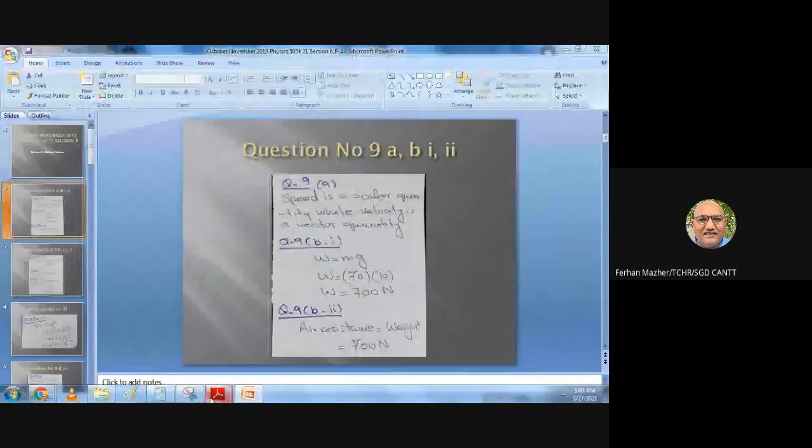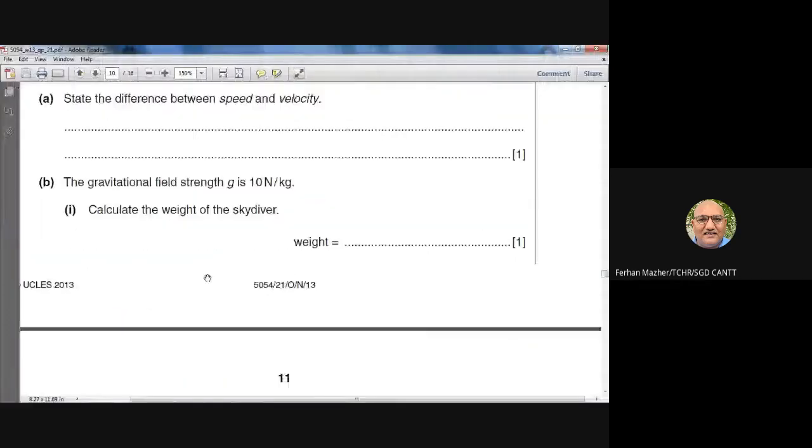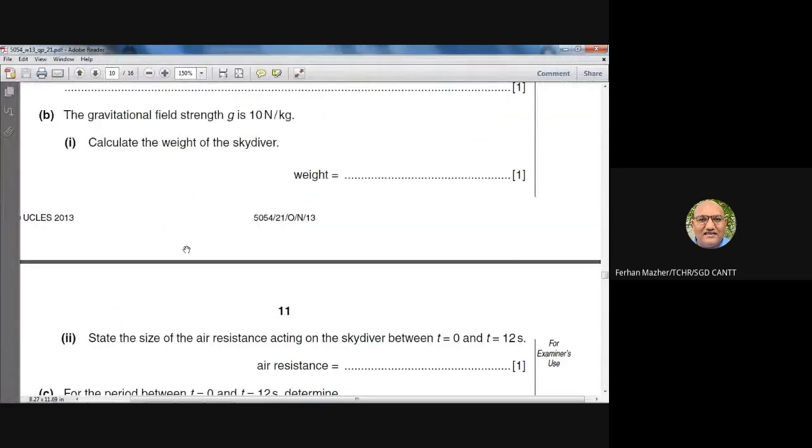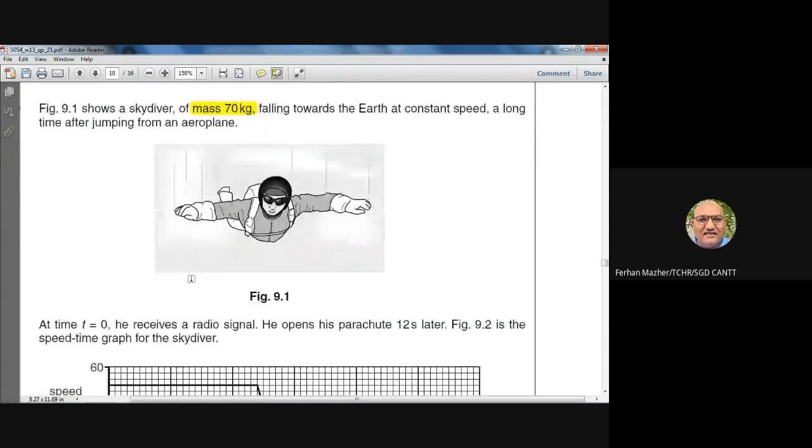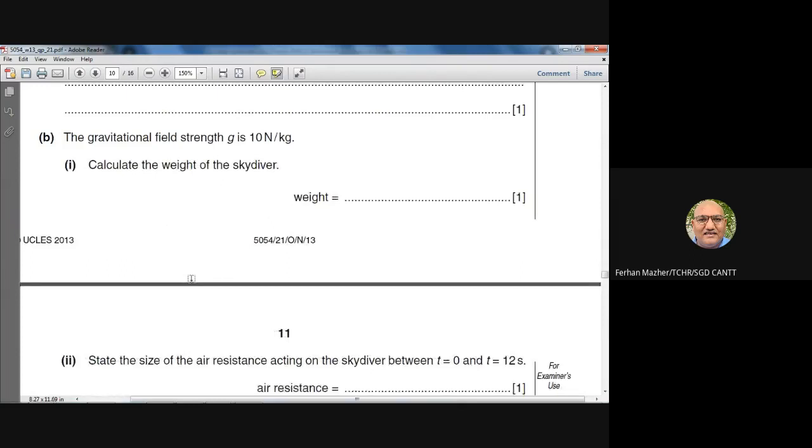Okay, so let's go to the next part. It says the gravitational field strength g is 10 newtons per kg. Calculate the weight of the skydiver. We know that the mass of this skydiver is 70 kg. It's given in the question, and they want us to find the weight. It's a 1 mark question. The formula for the weight is W equals mg. We know m is 70 and g is 10. Just multiply and you will get the answer.